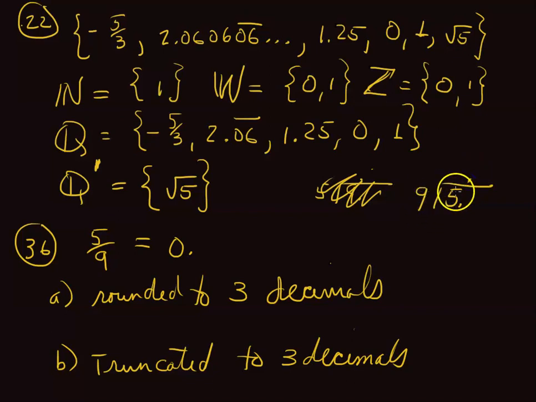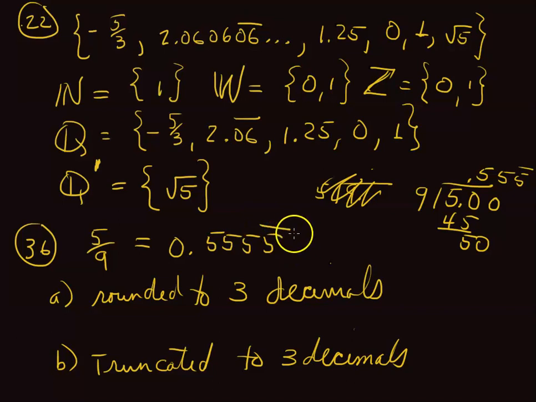Okay, so 9, there's no 9s in it, but 50. Let's see, there's 9 times 5, 45, right? 5 times 9 is 45. So there's another 5. Bring down a 0. Oh, there's 50 again. Oh, so this is 5, 5, 5, 5, 5. So this is 0.5. I'm going to put 4 places and then repeating.